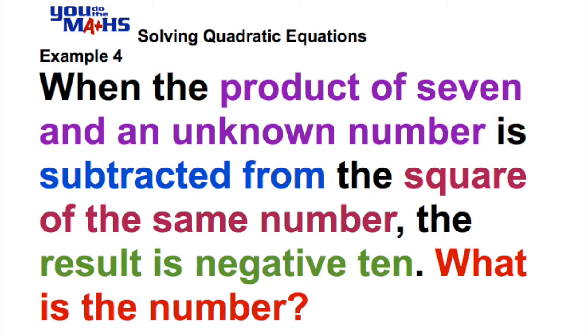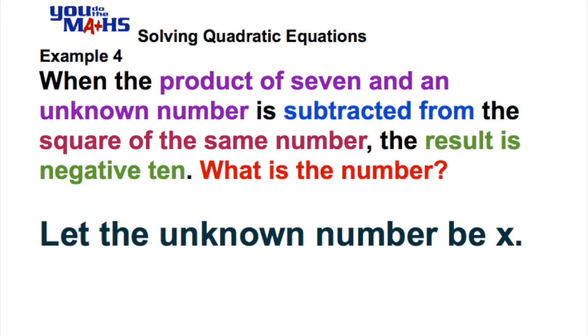We can see in purple that we've got the product of 7 and an unknown number, which we haven't identified yet. This is being subtracted from something, so we've isolated the subtract in blue because that's an important part of the equation. In the maroon, we can see we've got the square of a number. In green, we've got the result as -10, which is what the equation is going to equal. And in red is the question. We're being asked to identify the number. So they're the key bits of the equation that's been identified here. Let's have a look at how we can actually write it as an equation.